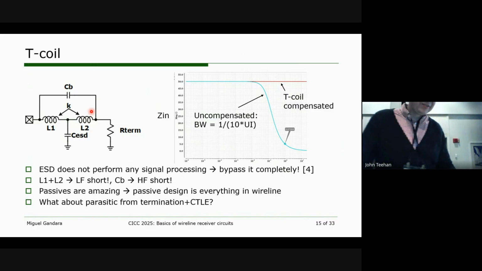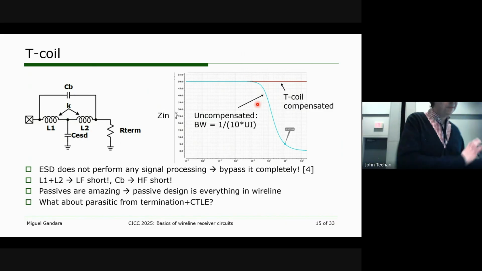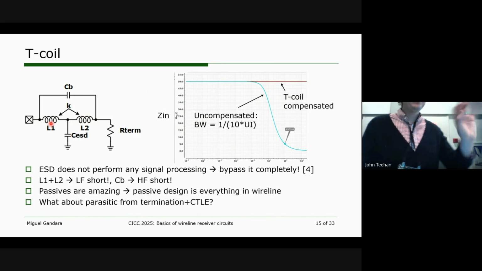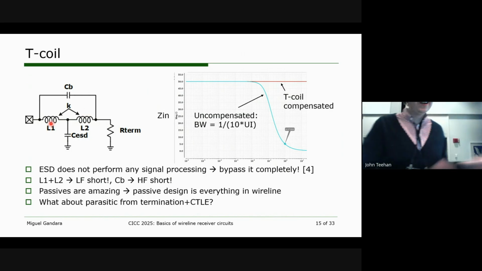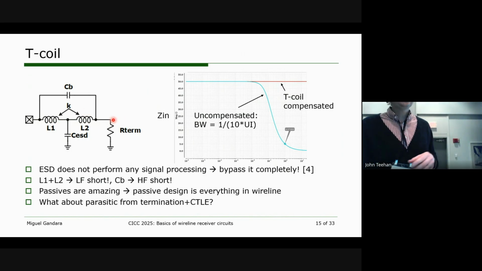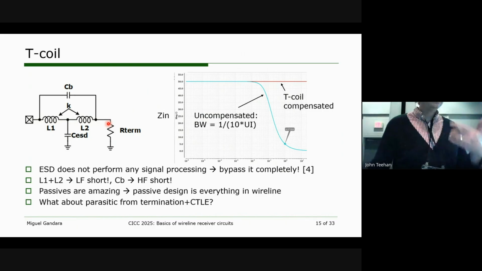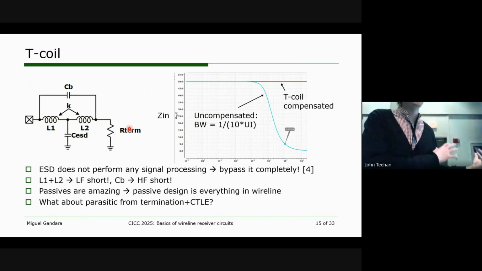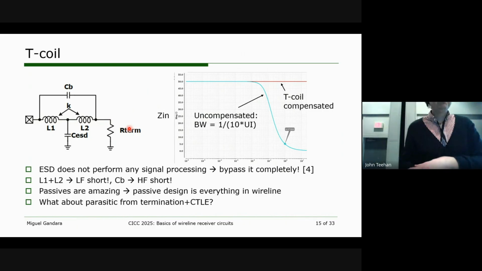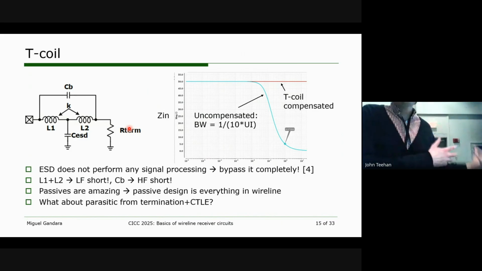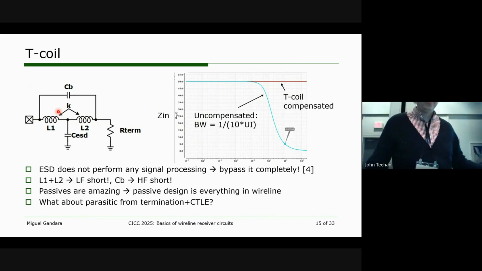So, of course, my model is too ideal, right? I'm assuming the inductors are much more ideal than they really are. I'm also assuming that there's no additional capacitance on the termination, which we know is definitely not true. As I mentioned before, the termination plus the CTLE can be as much parasitic capacitance as the ESD itself.